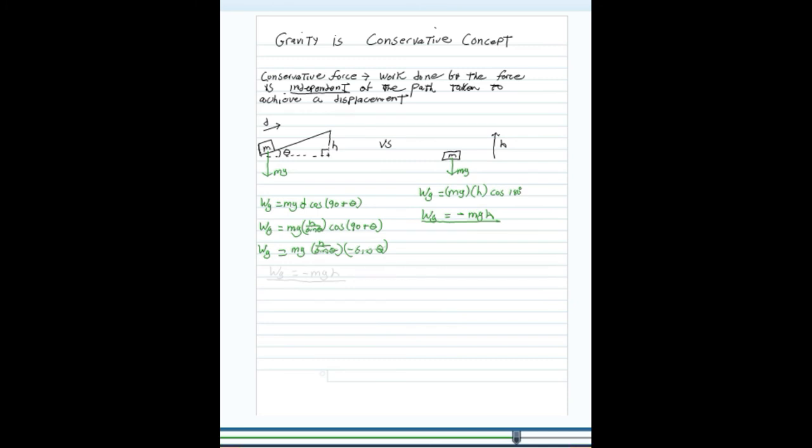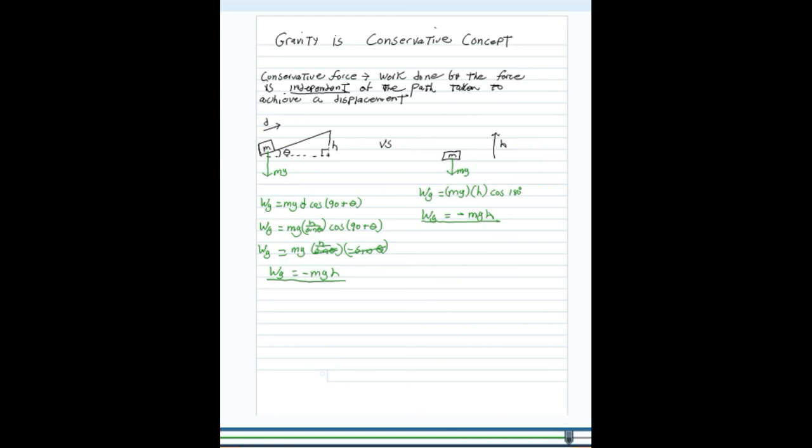Okay, so if we clean this up, take a look at what we have now. mg times h over sine theta times negative sine theta. This denominator is going to cancel with this. We have a minus sign here. We end up with the same exact thing we had on the other side. So my point is this, guys. Regardless of whether you take a ramp to go up to a certain height, or you go straight up, or along any complicated path, we could do this for a much more complicated situation. It doesn't matter. The result is the same.